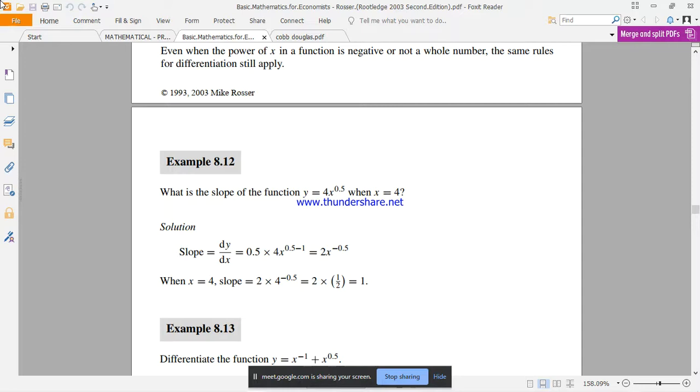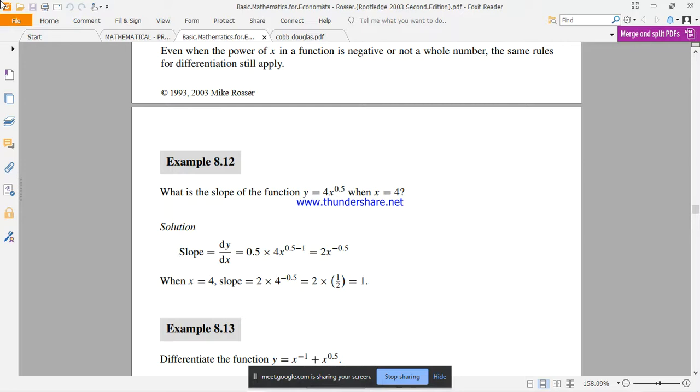Meaning that I can rewrite 2x raised to the power negative 0.5 as 2 over x raised to the power 0.5. It's the same thing. Or you can say 2 open brackets, 1 over x raised to the power 0.5, close. It's the same thing. Same stuff.